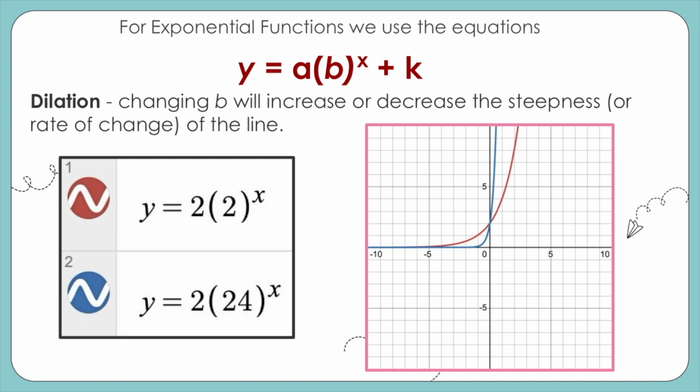So here we're talking about dilation, and we can see that changing b will increase or decrease the steepness or rate of change of our line. So we can see our parent function there, we've multiplied by 2 and raised to the x power, and we're going to change that 2 to a 24 for our next function, and we can see how much steeper our line has gotten. It's gone way steeper, closer to the y-axis. So when you change that b, you're going to be changing the steepness of your curve.